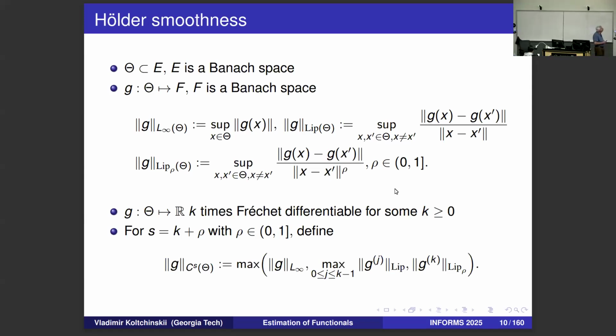So we will be looking at functionals defined on a subset of a linear normed space, a Banach space. Say, if we assume that this function takes values also in a Banach space, then there are these basic norms that you can define that measure the size of your function. You have the sup norm, you have the Lipschitz norm that quantifies the Lipschitz condition on the function, and you have the Hölder norm that quantifies the Hölder condition of the function with exponent rho.